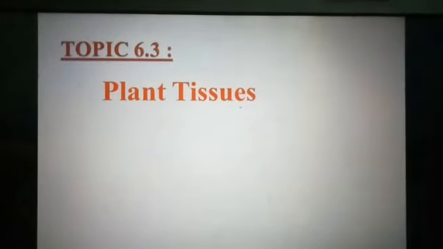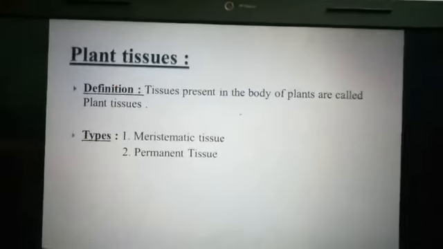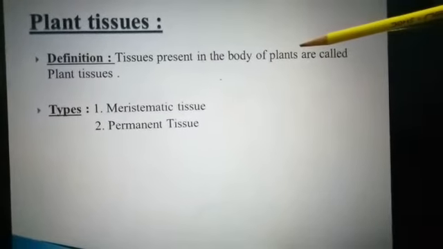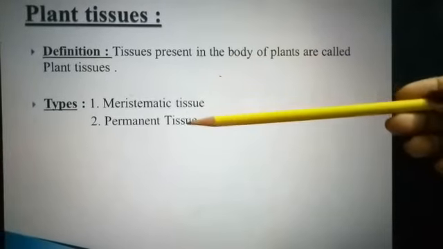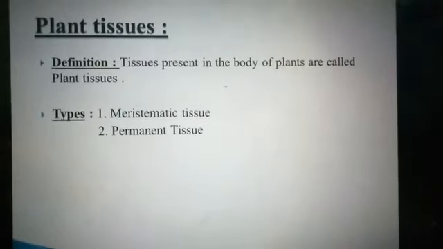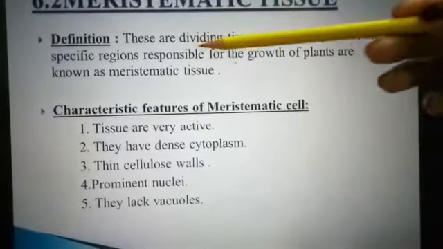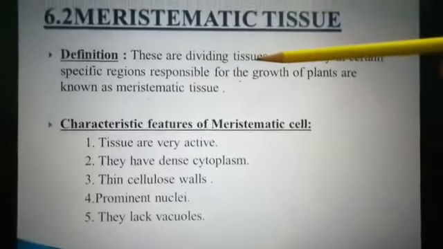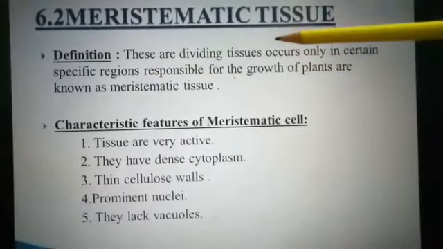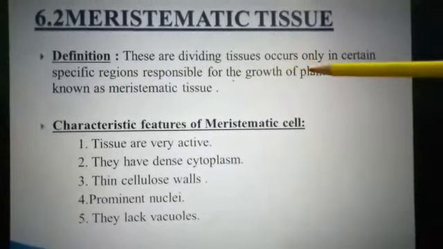Next we have topic 6.3 plant tissues. Here first we are going through the definition. It's very simple: tissues present in the body of plants are called plant tissues. And we have two types of plant tissues. The first one is meristematic tissue and the second one is permanent tissue. Meristematic tissue means dividing tissue. Just underline this: dividing tissue. They occur only in certain specific regions. They are not present all over the body of the plant. They are present only in specific regions and are responsible for the growth of plants.